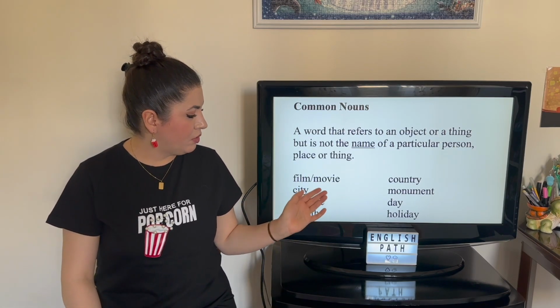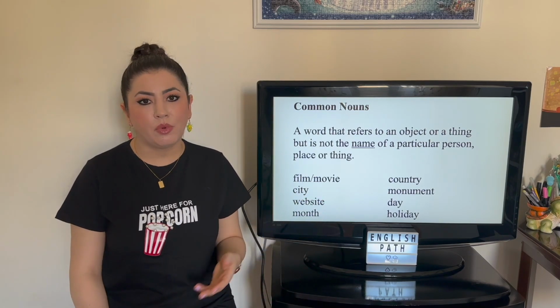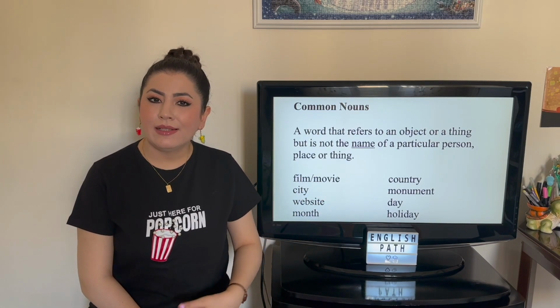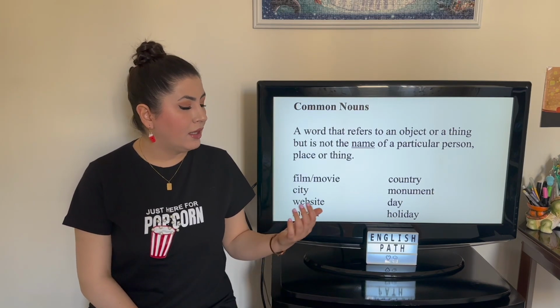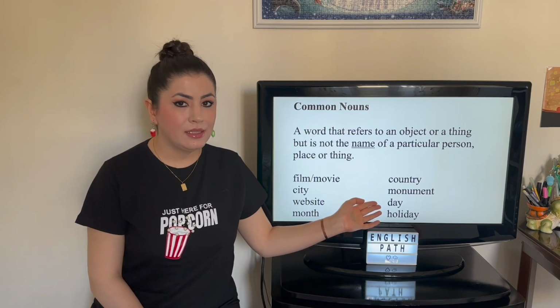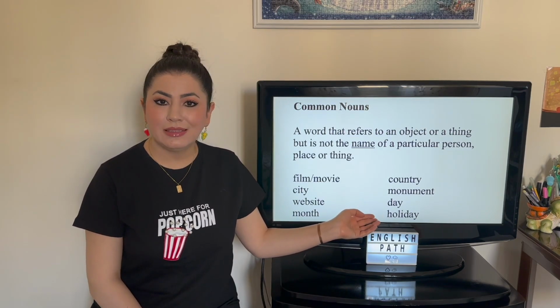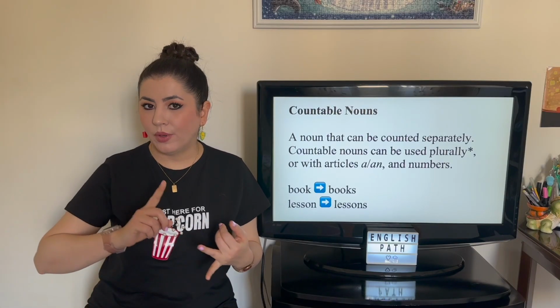And other examples are film or movie, like Harry Potter is a movie, city, Berlin is a city, website, YouTube is a website, April is a month, America is a country, the Eiffel Tower is a monument, Sunday is a day, and Christmas is a holiday. Common nouns are either countable or uncountable.